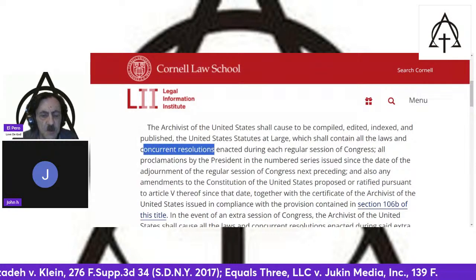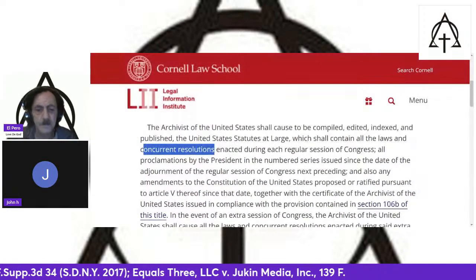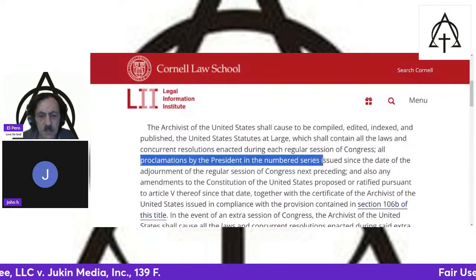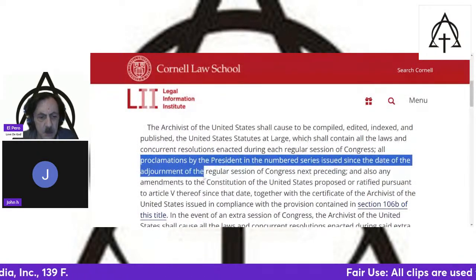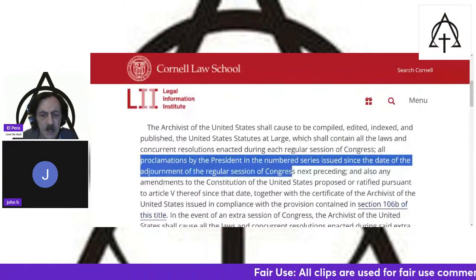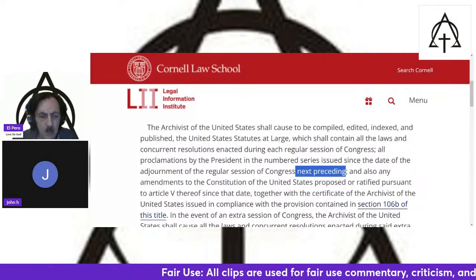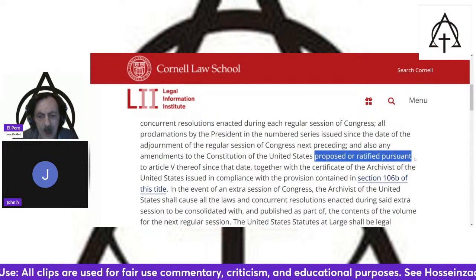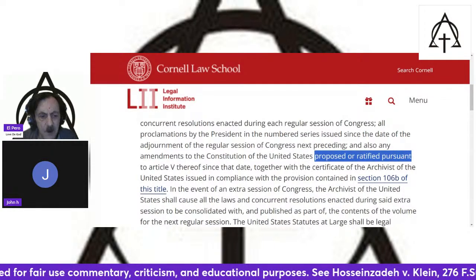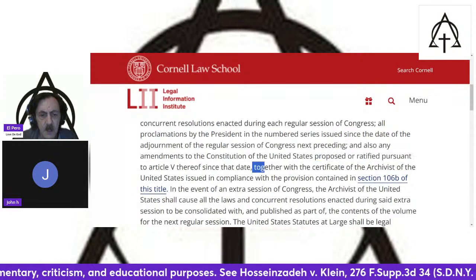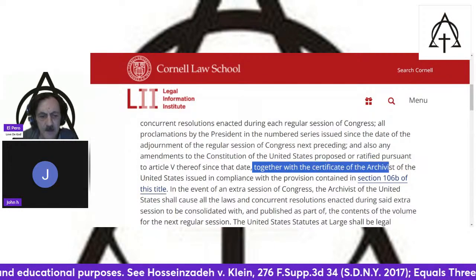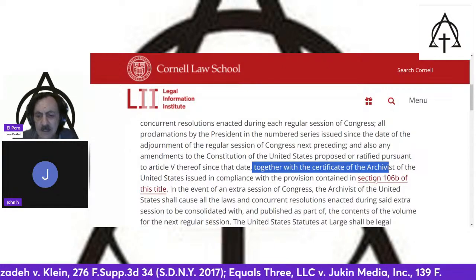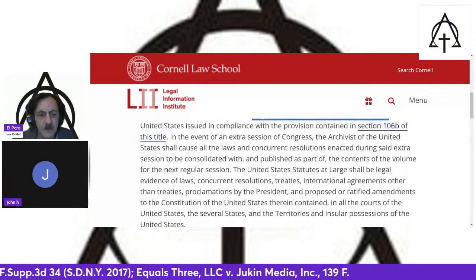Concurrent resolutions, this would be both public and private. All proclamations by the President in the numbered series issued since the date of the adjournment of the regular session of Congress next preceding, and also any amendments to the Constitution of the United States proposed or ratified pursuant to Article 5 thereof since that date, together with the certificate of the Archivist of the United States issued in compliance with the provision contained in Section 106b of this title.